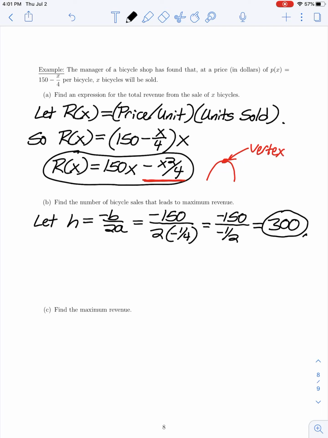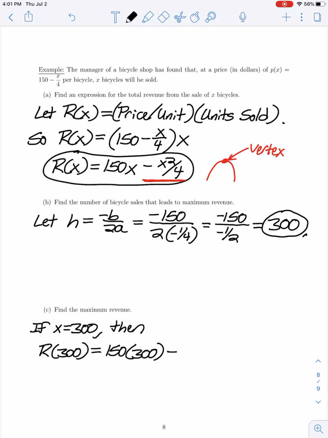And then in part C, we ask the question, well, what is the maximum revenue? So in the event that we are selling 300 bicycles, our revenue is maximized, and the value of our revenue would be R of 300. So plugging that into the revenue function we found in part A, we have 150 times 300 minus 300 squared over 4.